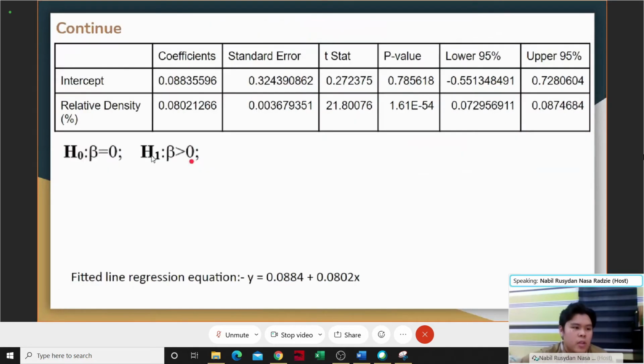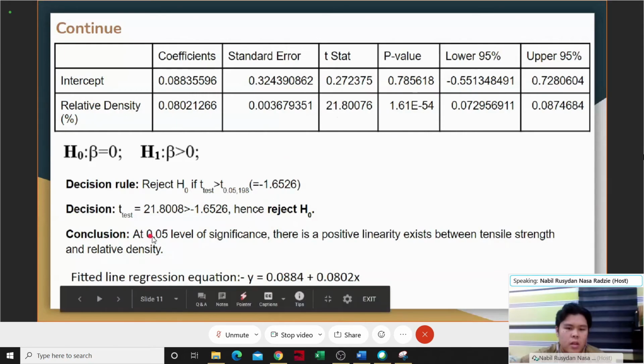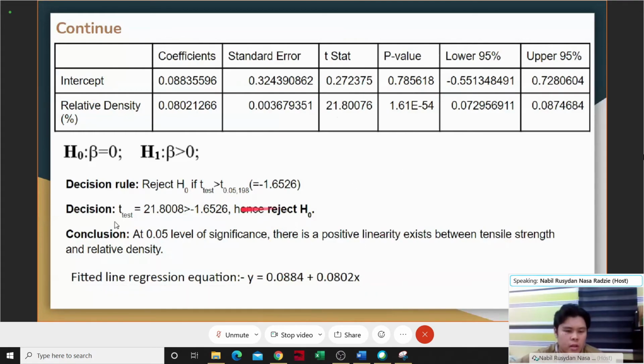For this table, the t-test for beta can be used to conduct a positive linearity test, with H0 where beta is equal to 0 and H1 where beta is larger than 0. With the decision of rejecting H0 if the t-test is larger than 1.6526, from the table we can see that the t-test is much larger than the t-critical, hence we can reject H0 and conclude that at 0.05 level of significance, there is a positive linearity between the tensile strength and relative density.